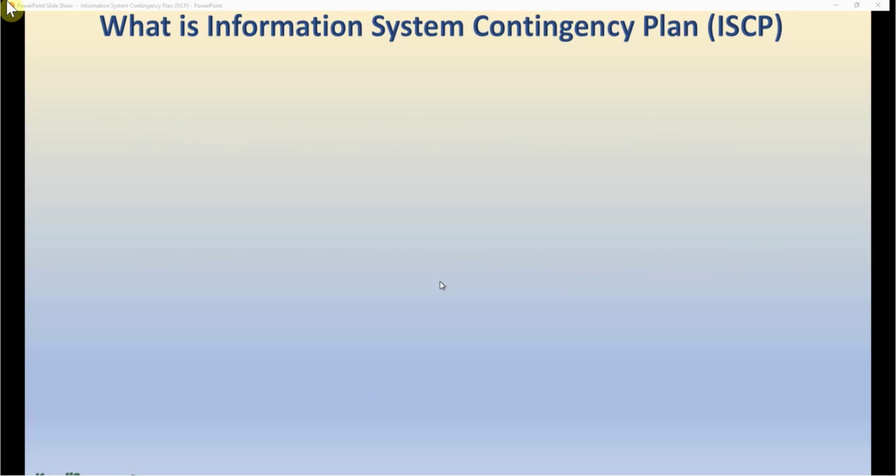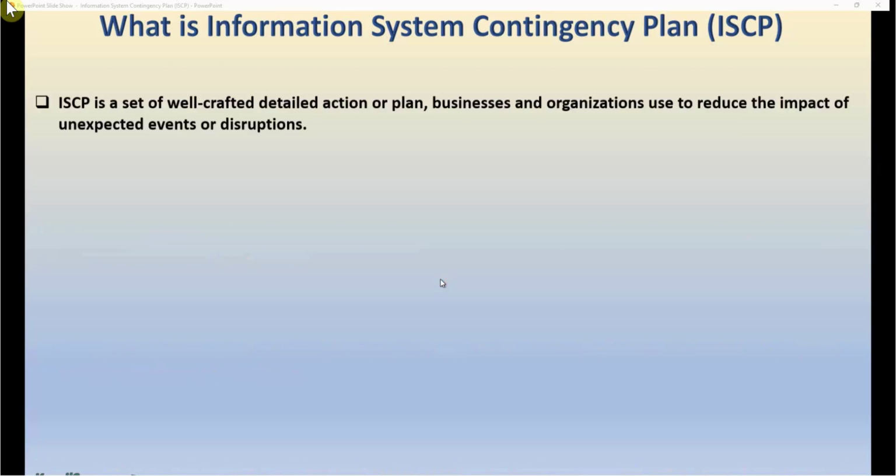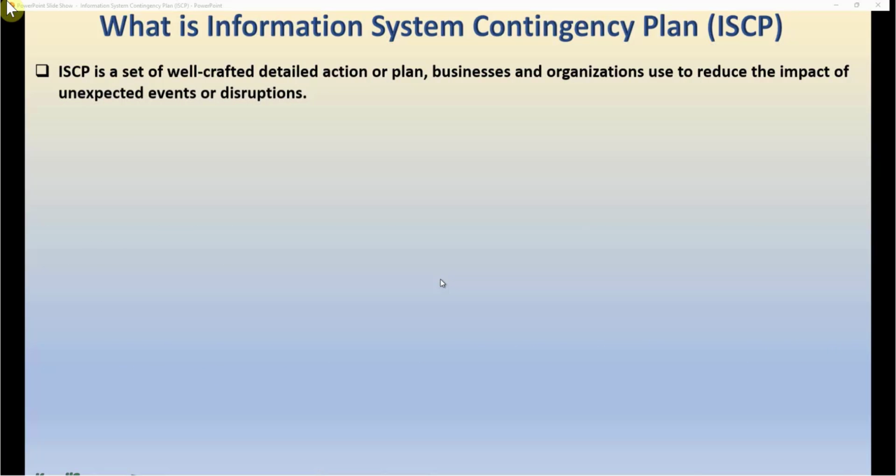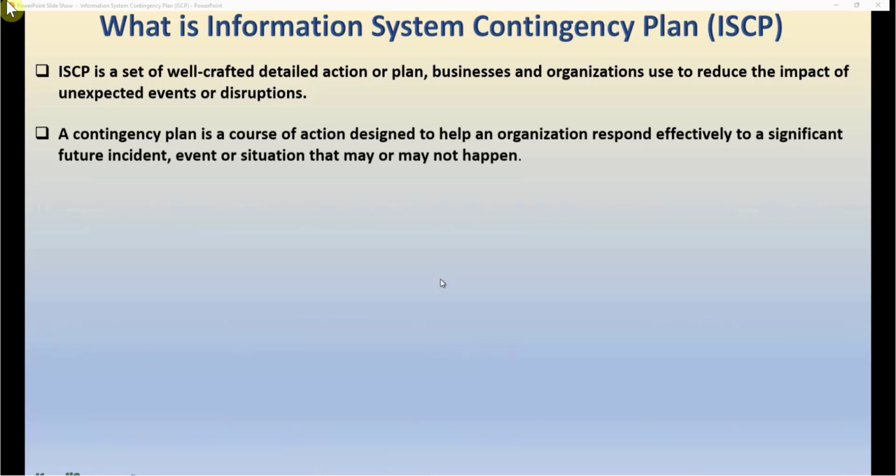What is Information System Contingency Planning, ISCP? Information System Contingency Planning is a set of well-crafted, detailed actions or plans businesses and organizations use to reduce the impact of unexpected events or disruptions. A contingency plan is a course of action designed to help an organization respond effectively to a significant future incident, event, or situation that may or may not happen.